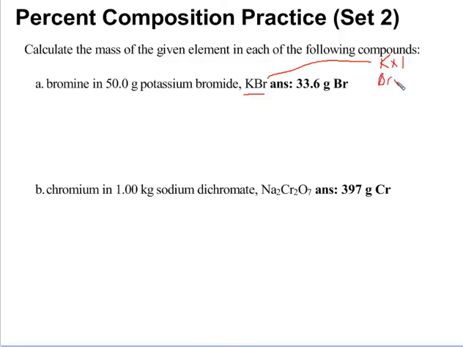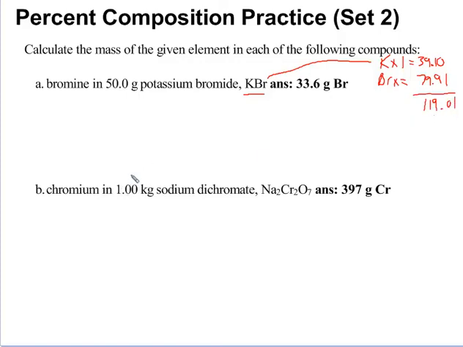So K times 1, K is potassium, which is 39.10, and Br is bromine, which is 79.91. When you add those two together, you get a total molecular mass of 119.01, and we'll need that number here in a little bit.